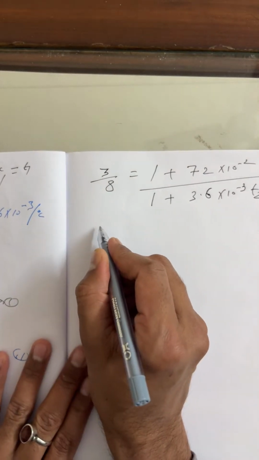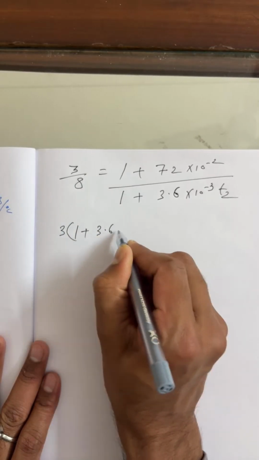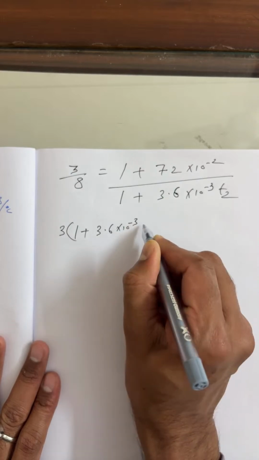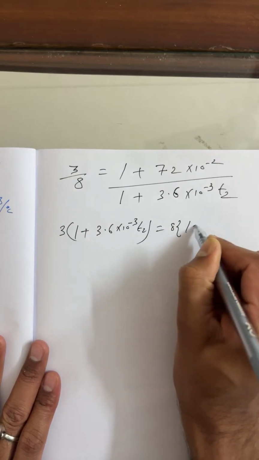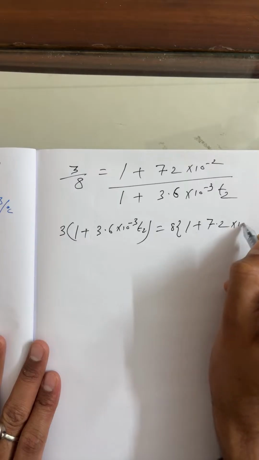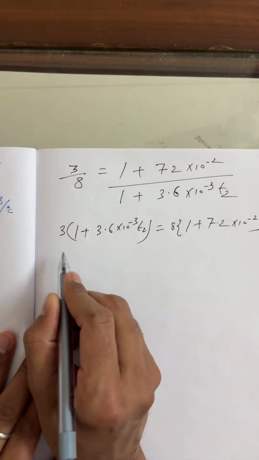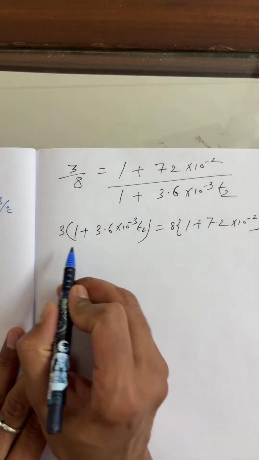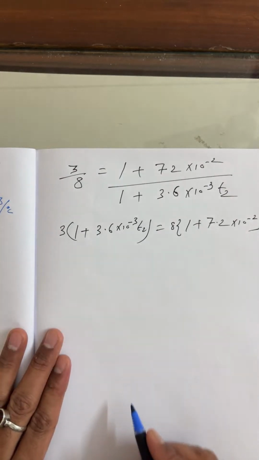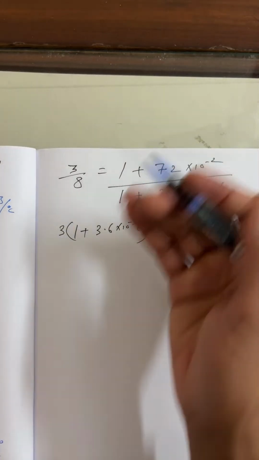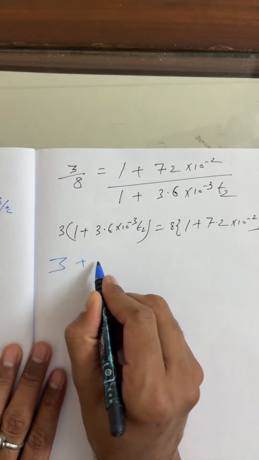So this side we have 3 times (1 plus 3.6 into 10 to the power minus 3 into T2) is equal to 8 times (1 plus 7.2 into 10 to the power minus 2). Just open the bracket. Student: Sir, can we take delta T? Yes, you can take delta T1 and delta T2.